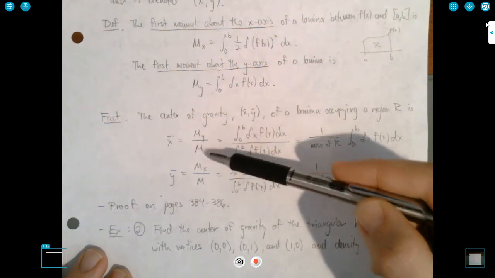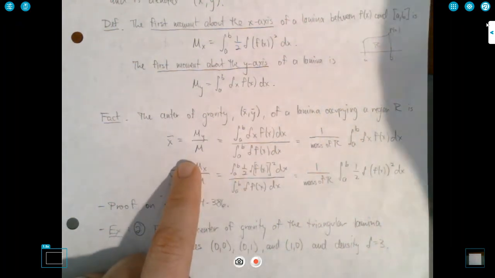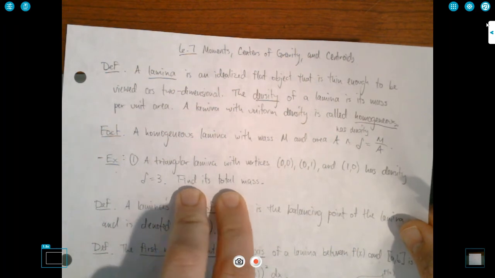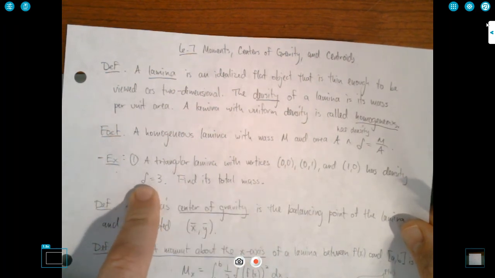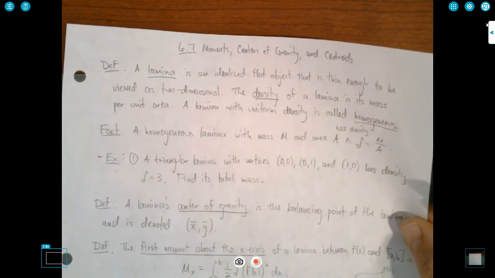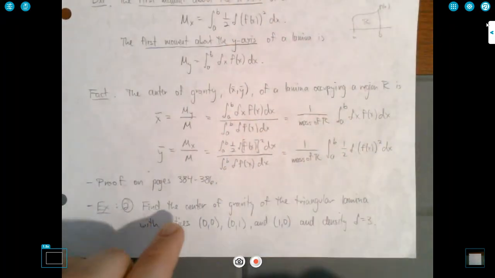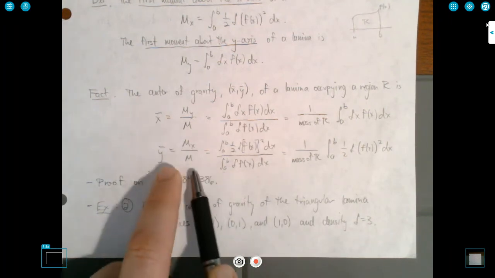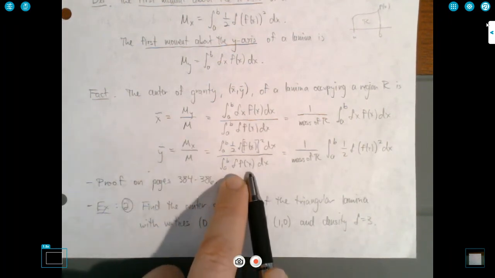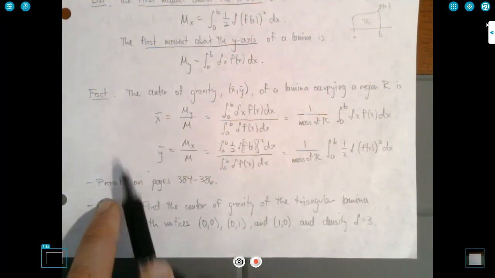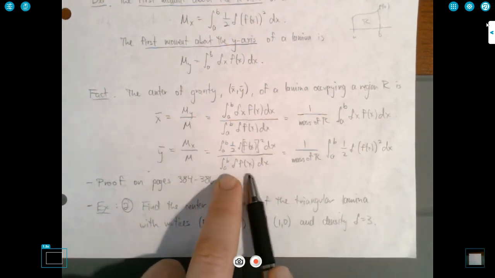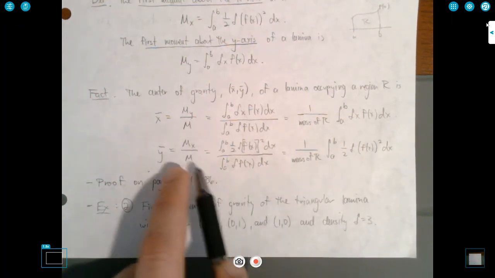Okay. Now, we gave an example just a second ago about finding the mass if you have a uniform density. But if you don't have a uniform density, if the density changes depending on where you are in the region, then this is actually the formula that you would need to compute the mass. Okay? And I'm not giving a proof of that fact. You can find a proof of all of this stuff on pages 384 to 386. But this would be how you would calculate the mass.